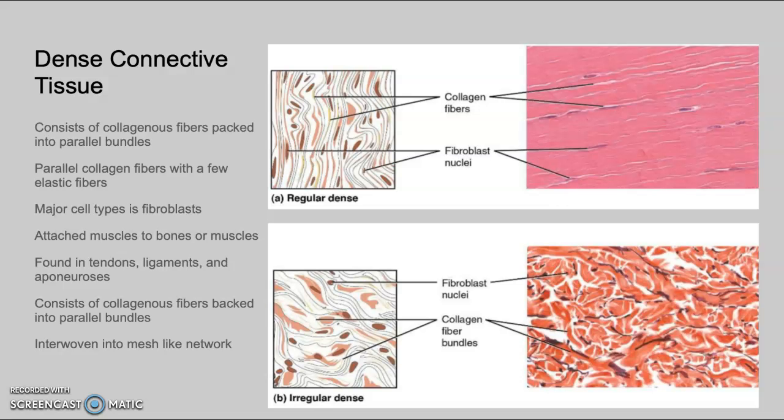Dense connective tissue. It consists of collagenous fibers packed into parallel bundles. These are parallel collagen fibers with a few elastic fibers, and its major cell type is the fibroblast. It attaches muscles to bones and bones to bones. It's found in tendons, ligaments, and aponeuroses. It consists of collagenous fibers packed into parallel bundles, and it is interwoven into mesh-like networks.